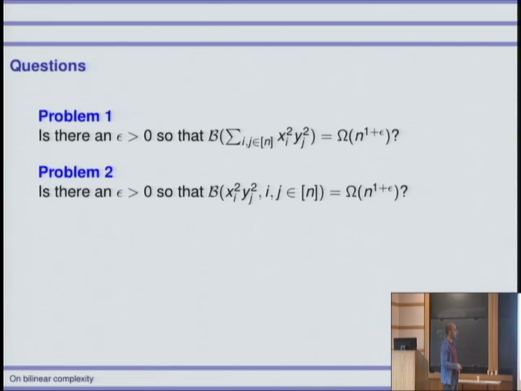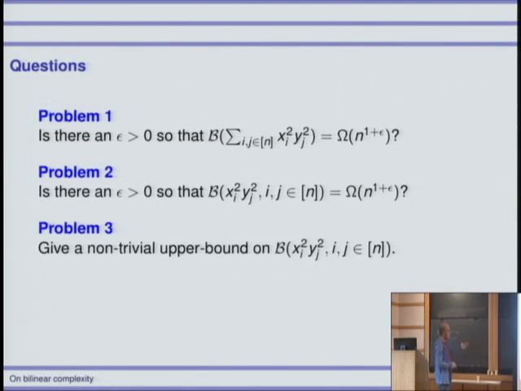The second problem is the weakened version, where you are thinking about the bilinear complexity of squares of products of variables. For this case, the best lower bound we saw was 2n minus 1, and the best upper bound was like n squared over 2. And I don't know anything better than that. The third problem would be, if you can't prove such a nice lower bound, then maybe there is at least some non-trivial construction that can decrease the bilinear complexity.